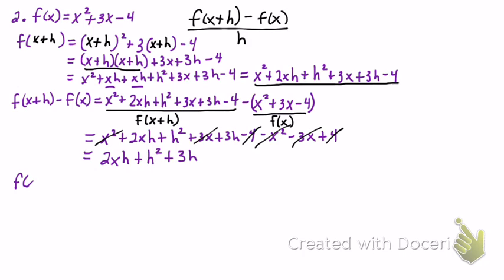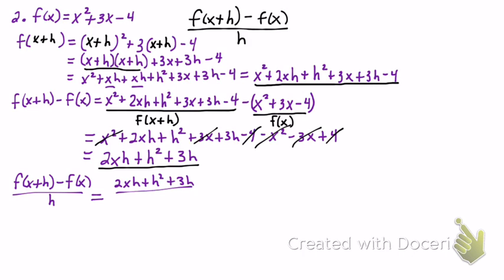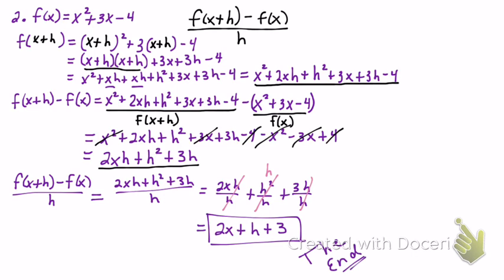So we're down to our last step here. We're going to find the difference quotient by putting what we just got, which is f of x plus h minus f of x, over h. So let's do that. And then we'll break our fraction into 3 different fractions. And let's cancel our h's. And we are left with 2x plus h plus 3, and that is the end of this video.